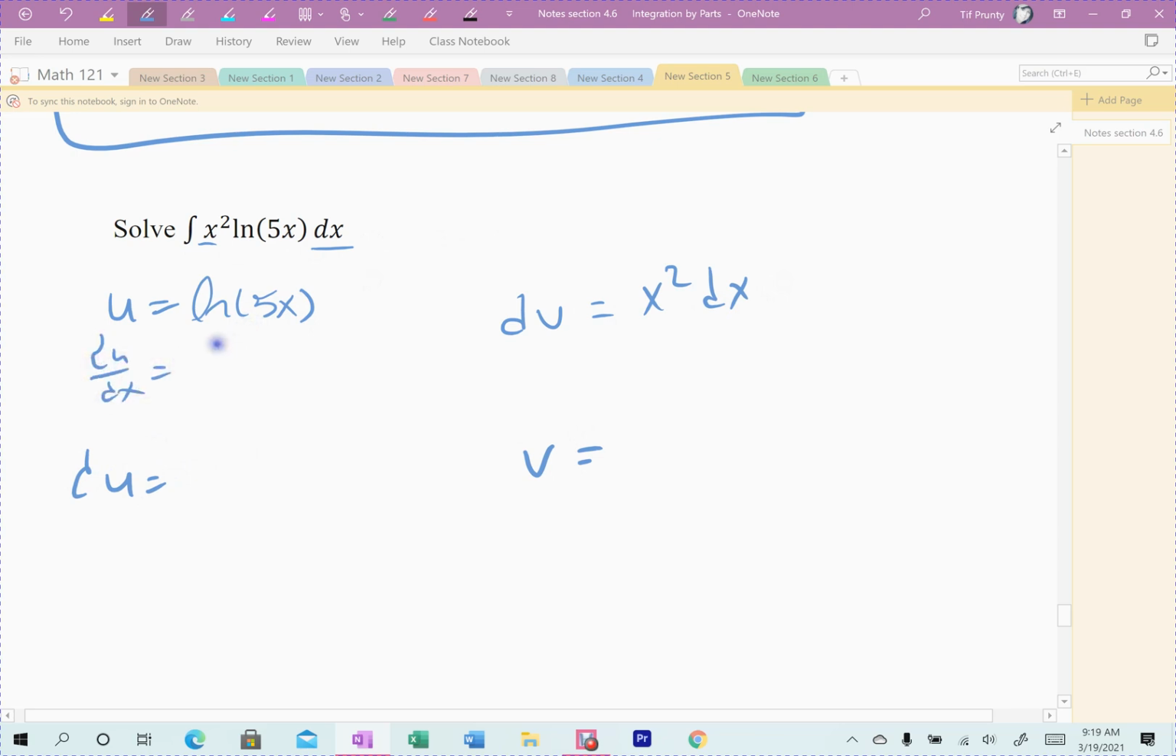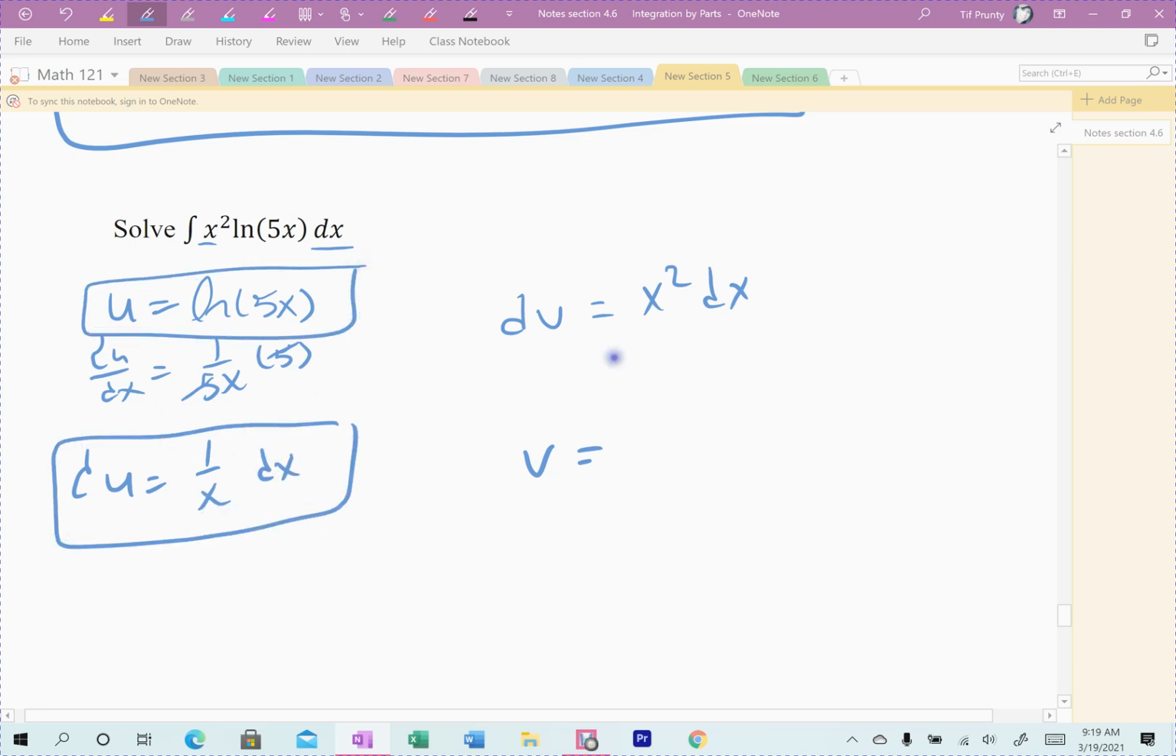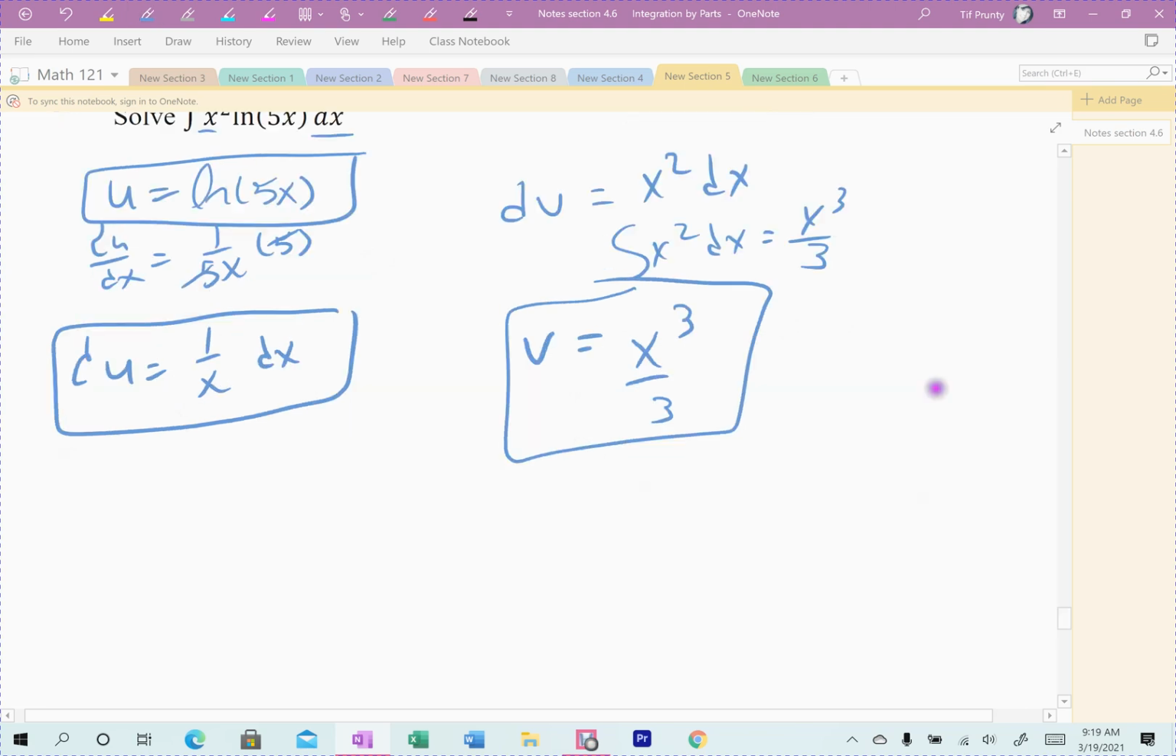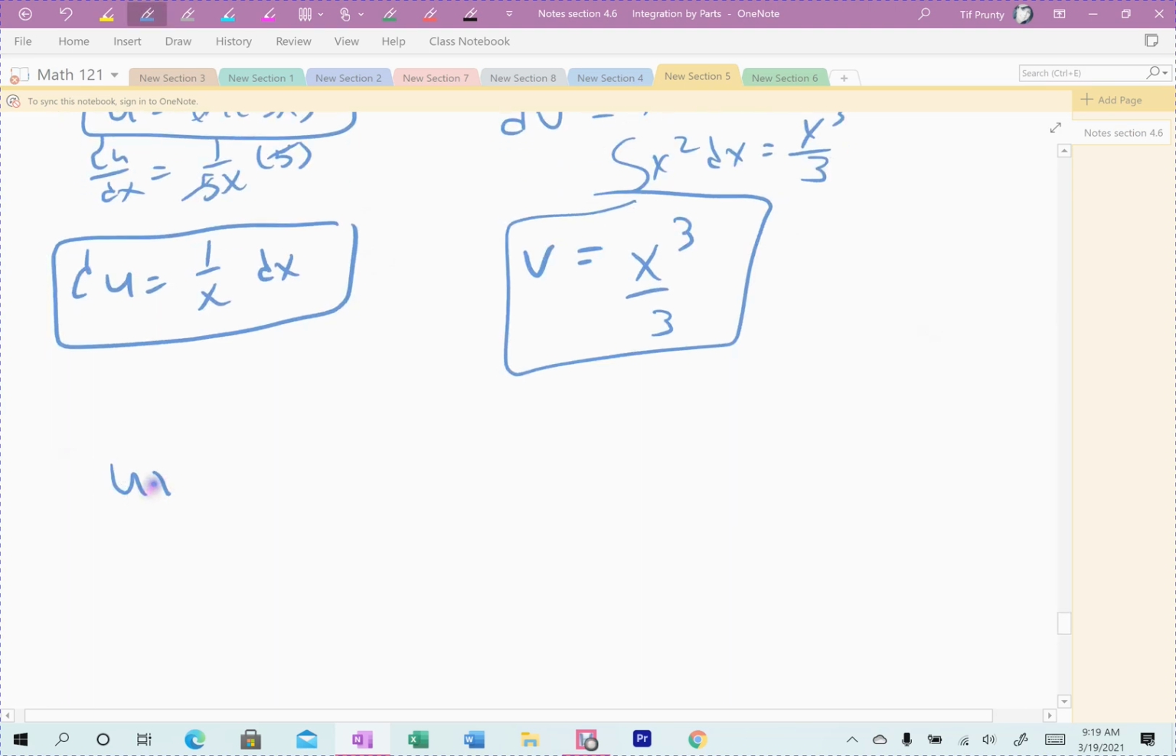The derivative is, remember, 1 over 5x times 5. Well, the 5's reduce. Leave me with 1 over x dx. Alright, so there's that. The antiderivative of x squared dx is x cubed divided by 3. And this is the messy part. X cubed divided by 3. Alright, then I plug it in my formula.